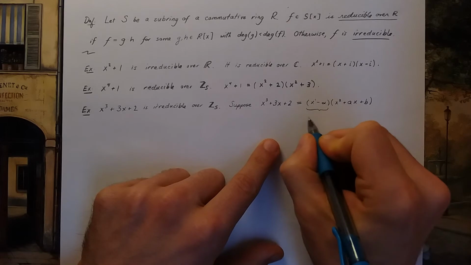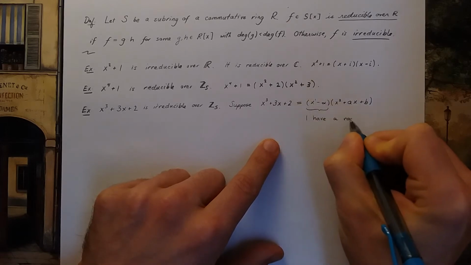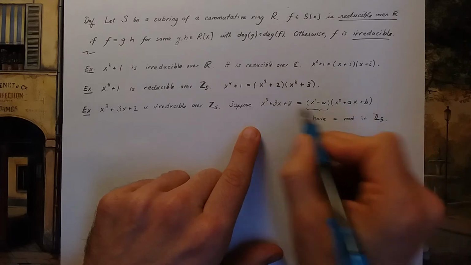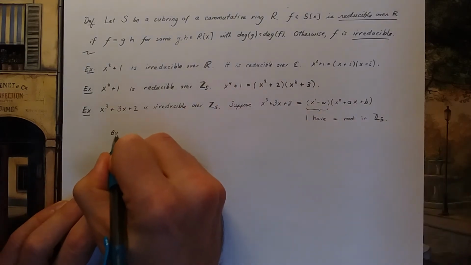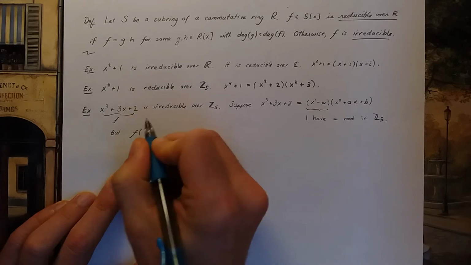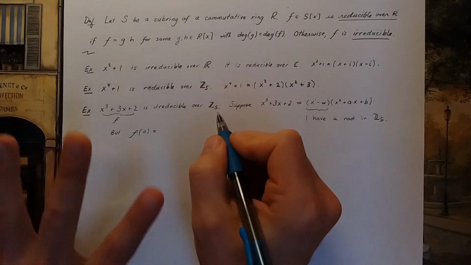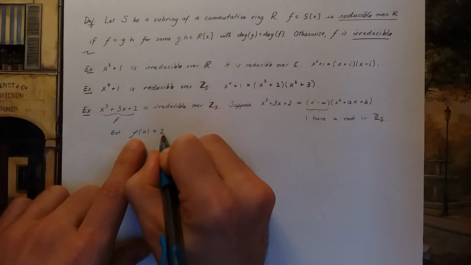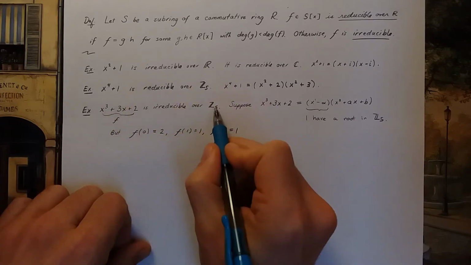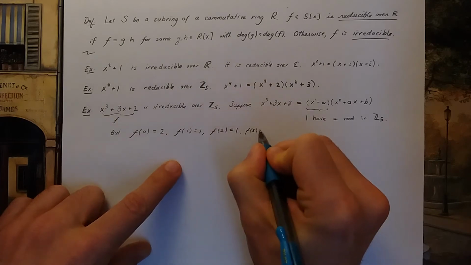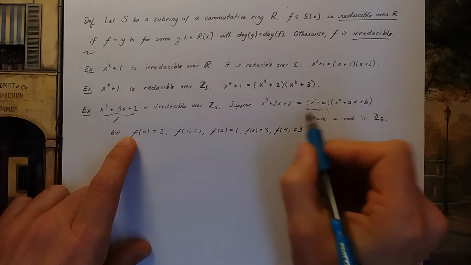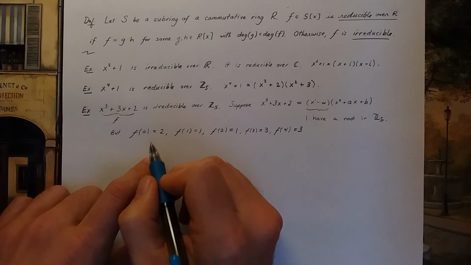This means I have a root in Z5. So if I could reduce this polynomial, since it's degree 3, I'd have to have a root in Z5, but I don't have a root in Z5. Let's call this f. I could simply evaluate f at each value in Z5. There's only 5 numbers. I could plug them all in and see that none of them equal 0. So f of 0 is 2, f of 1 is 1, f of 2 is 1, so you plug in 2 here and then work mod 5. f of 3 is equal to 3, and f of 4 is also equal to 3. So I never got 0. That means I can't factor into a linear and a quadratic term. So that's why this polynomial is irreducible.